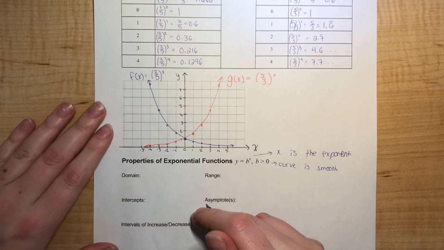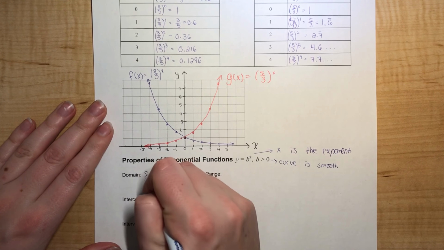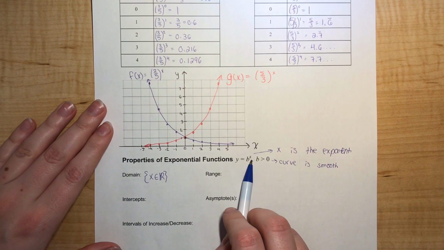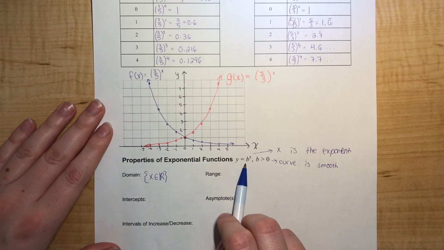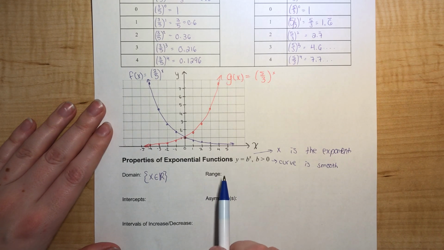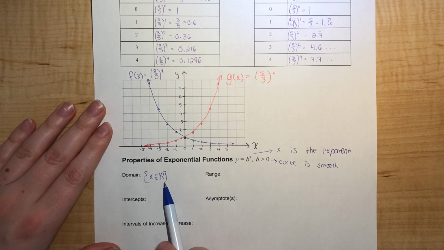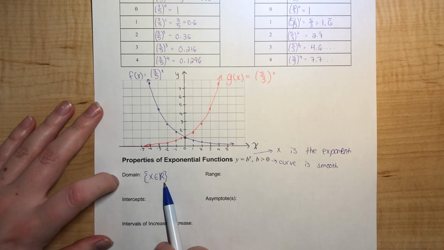Now, regardless of our base, our domain will always be the same. Your domain is just all real numbers, because there's no restriction for what exponent we can put in. We can raise whatever our base is to negative exponents, to positive exponents, to decimal and root exponents. So there's really no limitation on what our domain is.